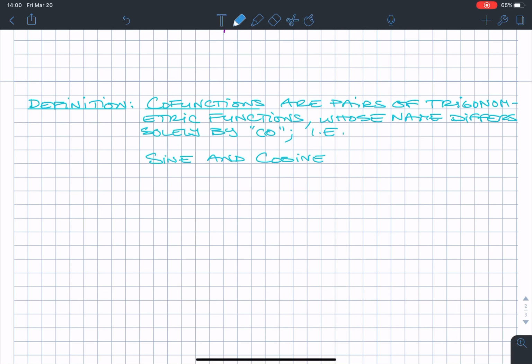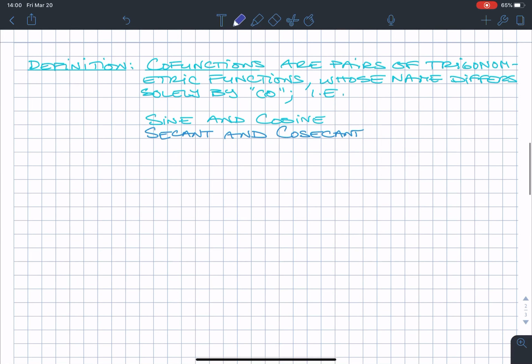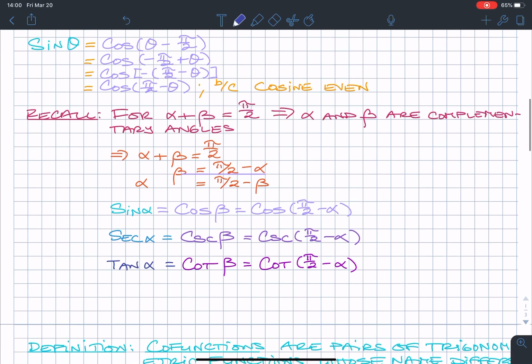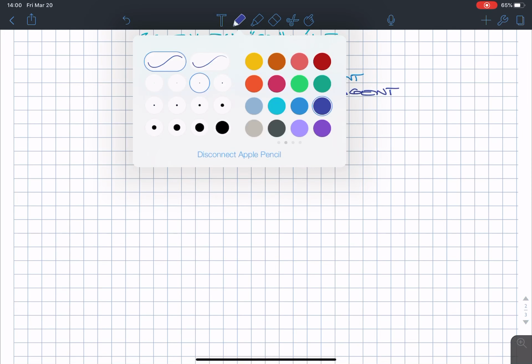The next set, of course, will be secant, and if I tack on a co to that, that would be cosecant. And finally, tangent, tacking on a co to that, and cotangent. So these are the three sets of cofunctions. And the theorem I wanted to show you, which is what is above, is that cofunctions of complementary angles are equal.